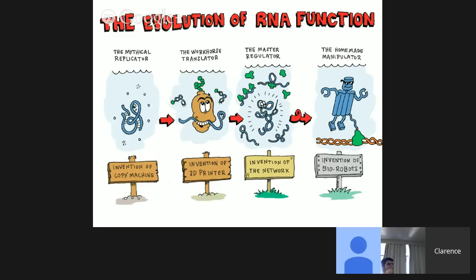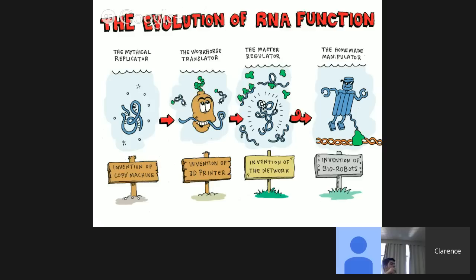Then later, of course, the ribosome was invented through evolution, and it's kind of the workhorse that translates RNA into protein. But then actually the tasks of RNA have been ever expanding, and today we also have a lot of RNA inside our cells. Almost all of our genomes is expressed as RNA, and RNA still has this kind of master composer function in many of the cellular processes.